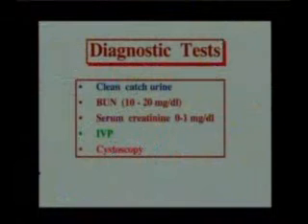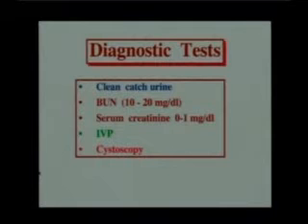This segment is on diagnostic tests and procedures related to the genitourinary system. As we start thinking about some of the diagnostic tests, the first one I want to think about is a clean catch urine. When patients are suspected of having a urinary tract infection, then a clean catch urine is obtained. May I assume that you all know how to obtain that? That means it's a midstream collection, and of course you have to cleanse the area.